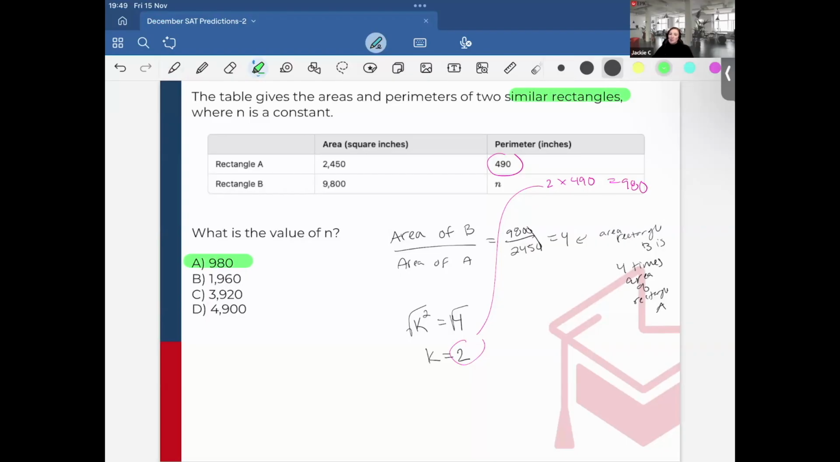But just basically remember that side lengths in similar rectangles, they will correspond to the different side lengths that they're scaling up by. Perimeters, they always scale by the same ratio as the sides, and areas, they scale by the square of the side ratio. Okay? Remember what I said.